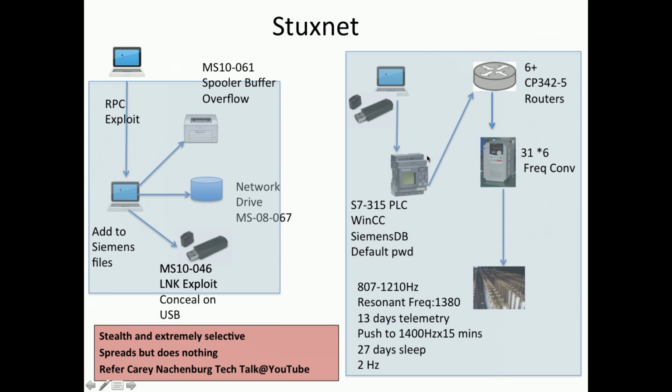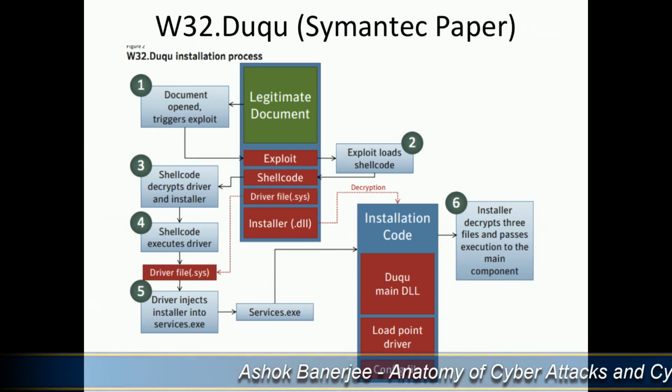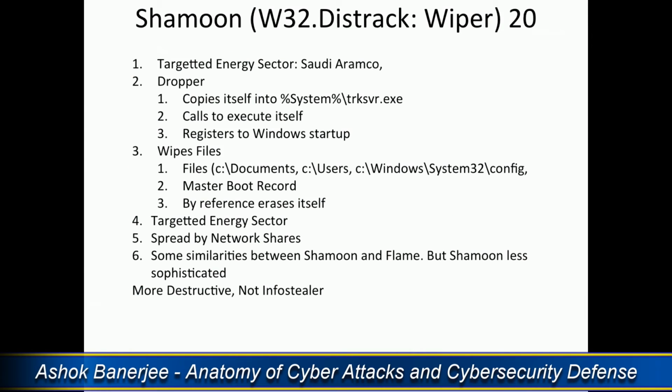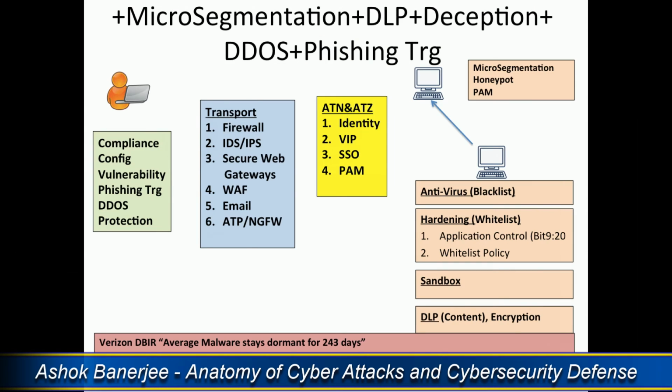Rootkit on Siemens, which will spin finally, checks for frequency converters, checks for a whole lot of things, and exact number, and finally spins at the resonant frequency. And that set Iran's nuclear program back quite a few years. I don't think we'll have time to talk about this. Shamoon was much simpler. It wiped out a bunch of files.